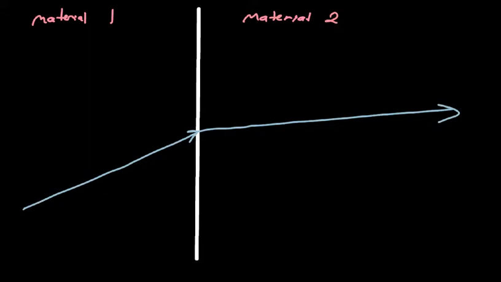Well, we need to know a few things about these materials and about the directions in order to make predictions about either the materials or the directions. So the first thing we need to know is this property of the material that we call the index of refraction. We use the variable n for that. So we'll say that in material 1, we have n1. In material 2, we have n2 for the index of refraction.